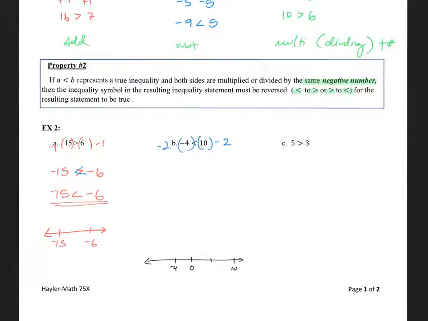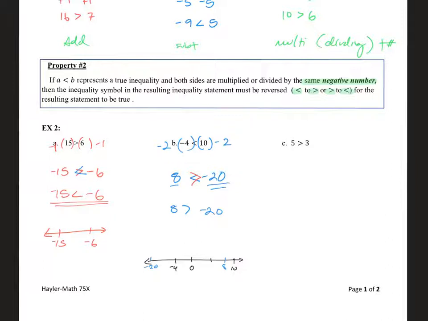I would get, well, negative 2 times negative 4 is going to be positive 8, which is less than 10 times negative 2, which is negative 20. So, if I don't flip the symbol, this is saying that 8 is less than negative 20. That does not make sense. Negative 20 is somewhere down here, and 8 is over here. 8 is obviously greater. So to make this statement true, remember we need to switch the sign, which means we would get 8 is greater than negative 20, which is a true statement.